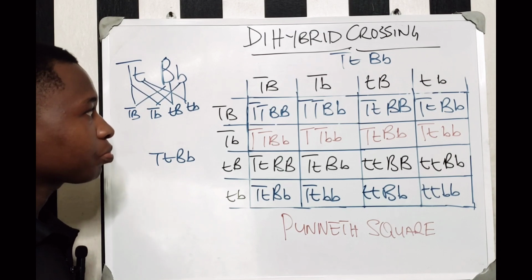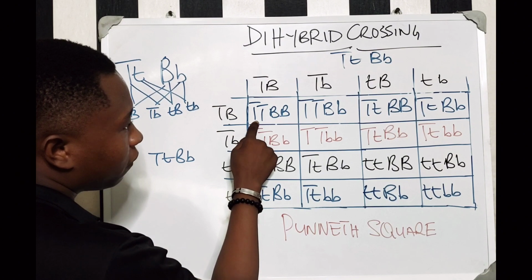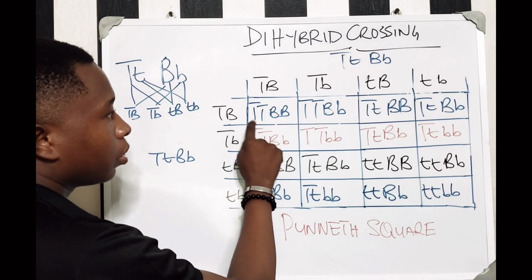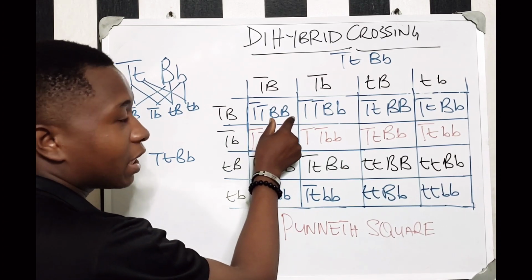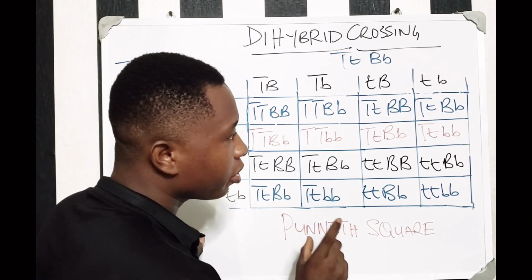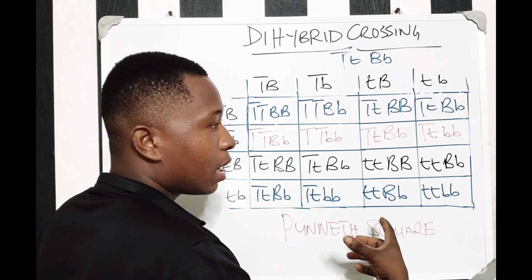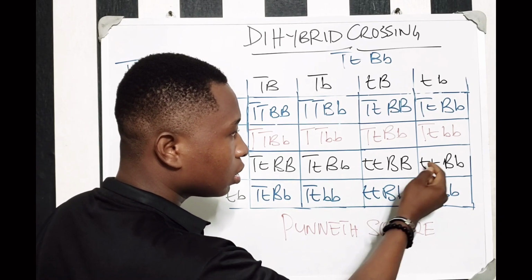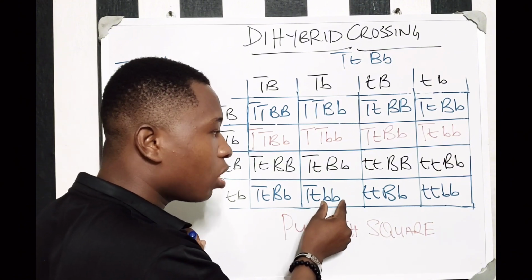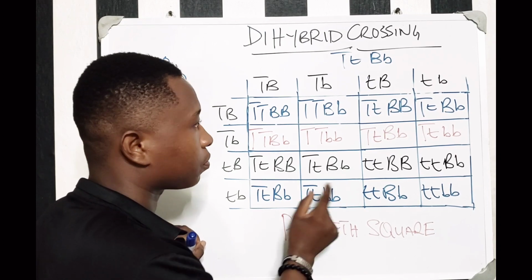Now I would explain. Over here, we cross this and this. It gave us this homozygous tall individual. We cross this and this. It gave us this homozygous black individual. Now, if you move down the table, you will notice that at some point we started having short and huge individuals. We also started having the tall and small individual. So you can see that's what happens in genetics.